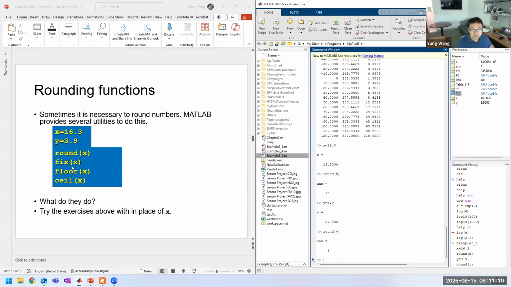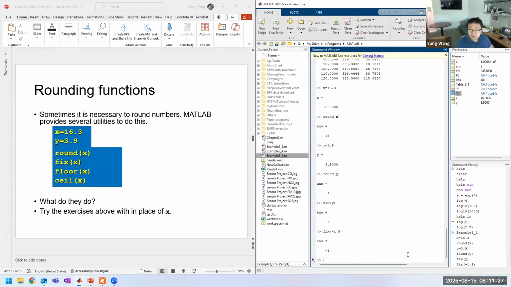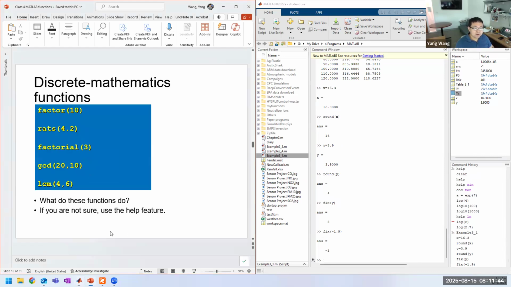Fix, we already talked about that, right? This is just rounding towards 0. So if you do fix of y, it's going to give you 3, right? So it's basically a floor function for the positive values. But if you do, let's say, fix of minus 1.9, it's going to give you -1, right? Because this is now for the negative values, it's sort of like a ceiling function, okay? And of course, MATLAB also has the floor function and the ceiling function. You can definitely try that, right?